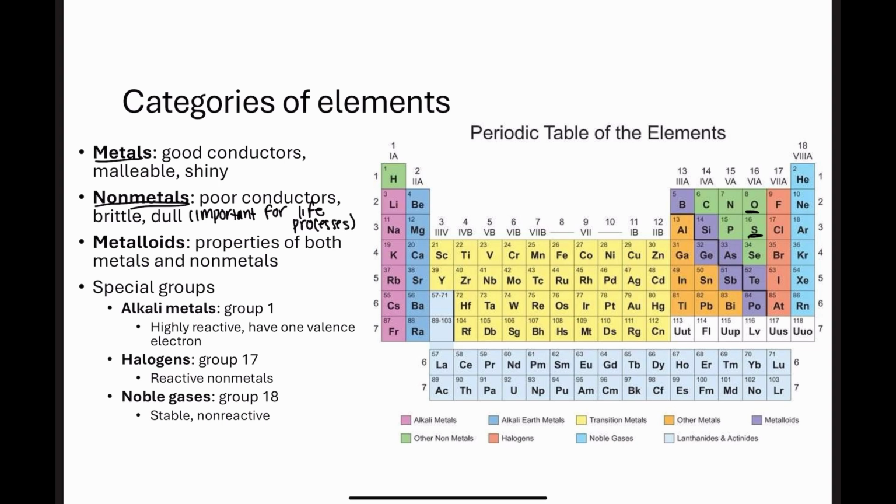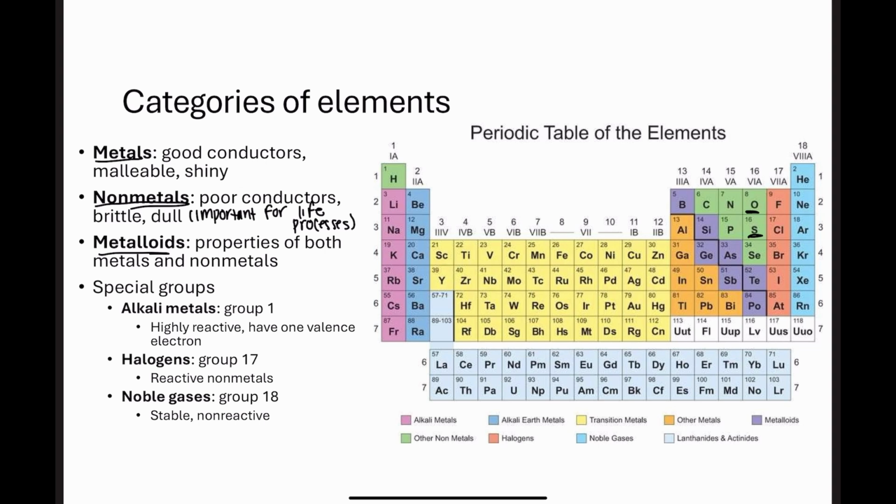So the next category that we have are our metalloids. Our metalloids are like hybrids of metals and non-metals. They have properties of both metals and non-metals. An example of a metalloid would be silicon. And silicon is really important for technology, especially in our semiconductors, where we have to balance insulation and conductivity.